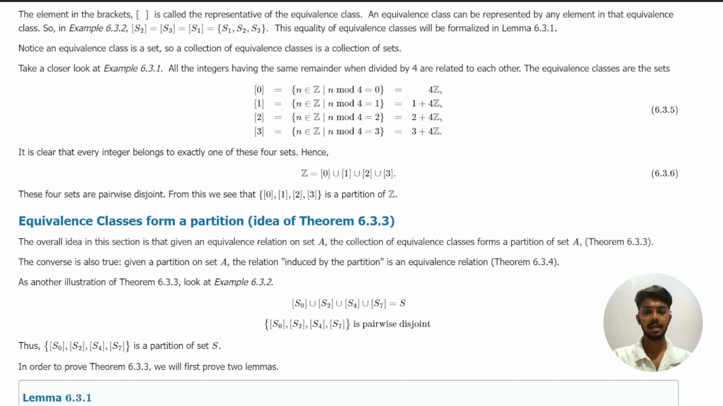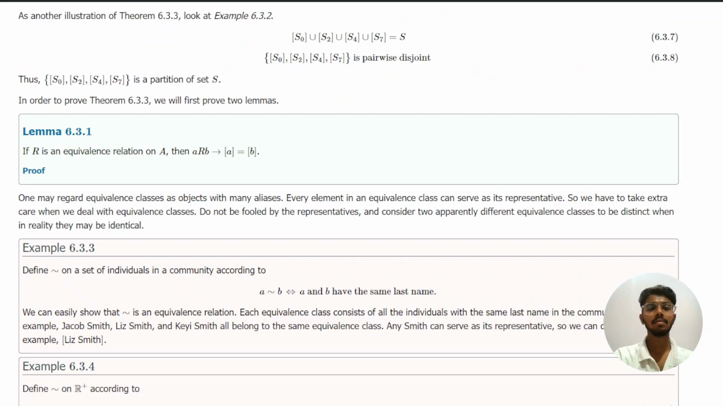Equivalence classes form a partition. The overall idea in this section is that given an equivalence relation on set A, the collection of equivalence classes forms a partition of A. The converse is also true. Given a partition of set A, the relation is an equivalence relation. Theorem 6.3.4, as another illustration of Theorem 6.3.3. Look at this: S1, S0, S4, and S5 is a partition of set S.